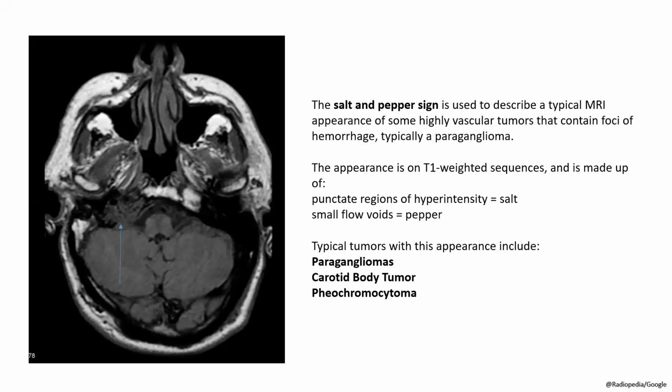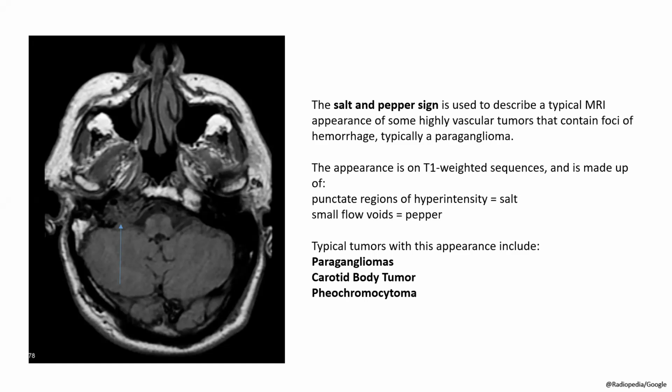Is there anything abnormal in this MRI brain? This is T1 weighted sequence. So as you can see, CSF is dark. So this is T1 weighted sequence. And we are seeing a lesion, a space occupying lesion here in the petrous bone. So this is salt and pepper sign. So salt and pepper sign is basically a typical MRI appearance of highly vascular tumors that contain foci of hemorrhage. So typically seen in paraganglioma. And this appearance is described on T1 weighted sequence, not any other sequence.